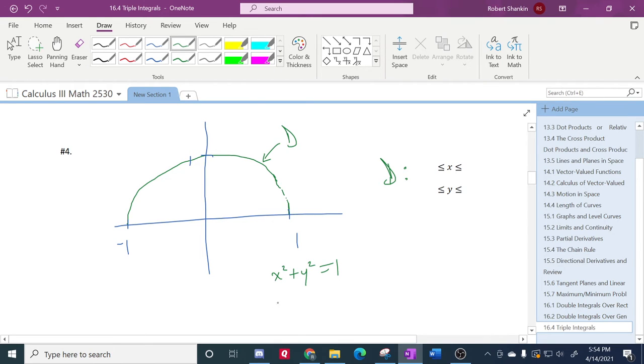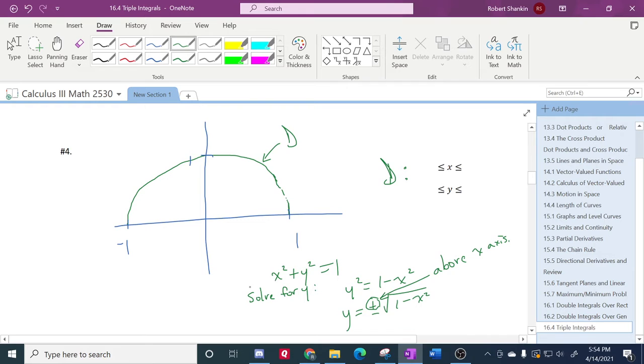So I'm going to solve for y. I'm going to get y squared is 1 minus x squared. I'm going to take the square root of both sides, and I'm going to get plus or minus the square root of 1 minus x squared. Now if I take the plus, this is the part of the semicircle above the x-axis, where all the heights are positive. If I'd taken the minus, I'd add this region down here.